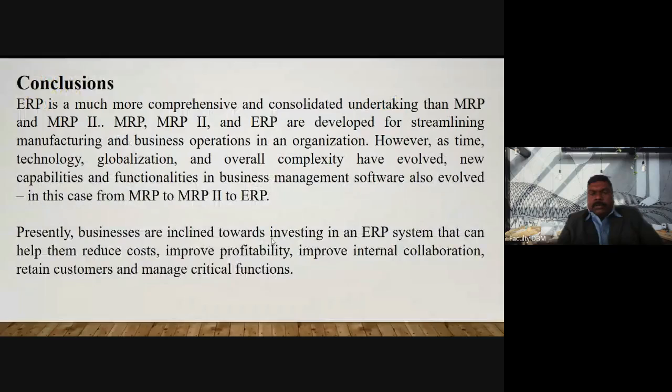So I'll stop sharing this. So I got this for the class today. If you have any doubts or if you want any clarifications, we can spend some 1 or 2 minutes for this. What you can say? And did you get the differentiation between MRP 1, 2 and ERP?